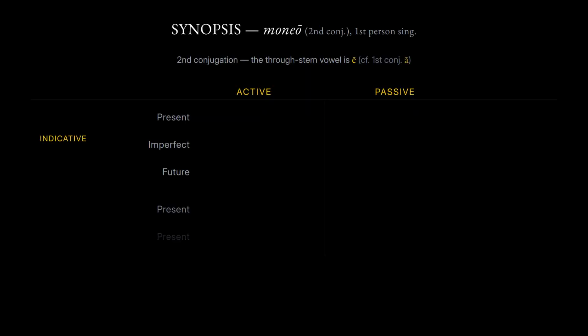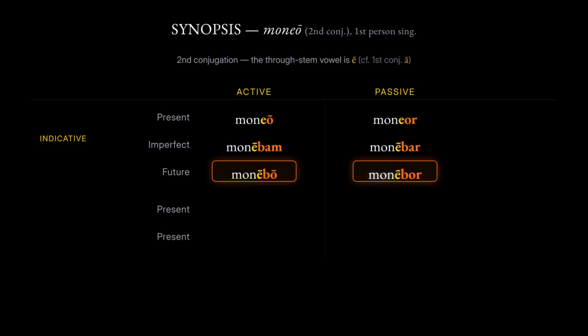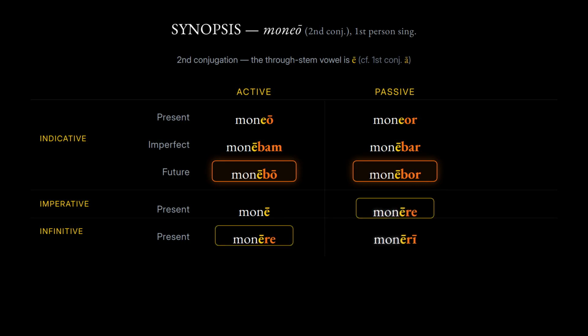jobs. The second conjugation runs the identical slots. Take the verb meaning to warn. Moneo. Moneor. Monebam. Monebar. Monebo. Monebor. I warn and I am warned. I was warning and I was being warned. I shall warn and I shall be warned. The command, active. Mone. Warn. Now the infinitive, active and passive. Monere. Moneri. To warn, to be warned.